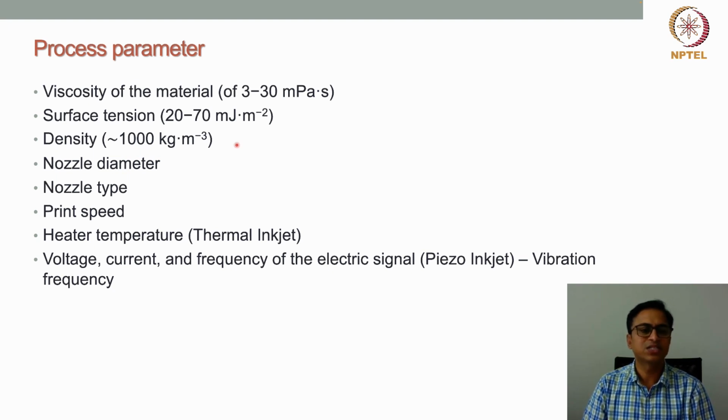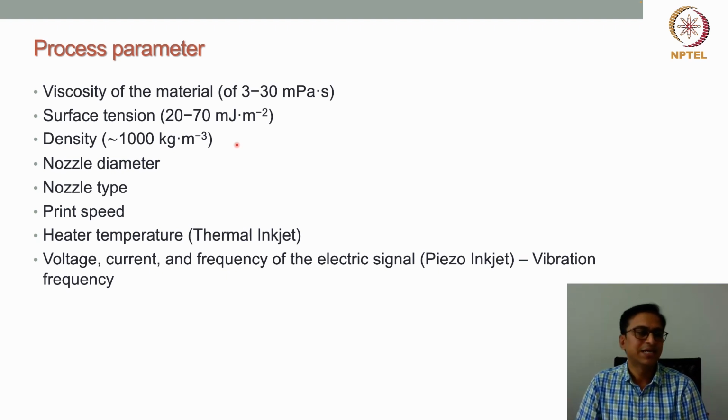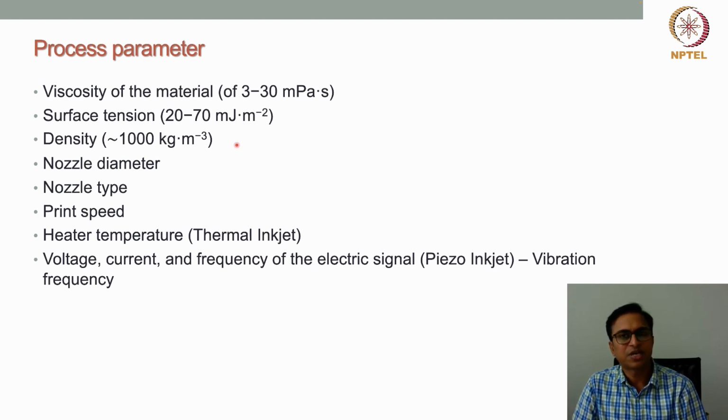Then the next thing is the nozzle diameter, and we have already discussed this in the earlier section that in case of thermal inkjet the nozzle diameter is around 50 micron, and in case of piezo it can go a little lower than that. So the nozzle diameter is an important process parameter, and the generated droplet size is related to the nozzle diameter.